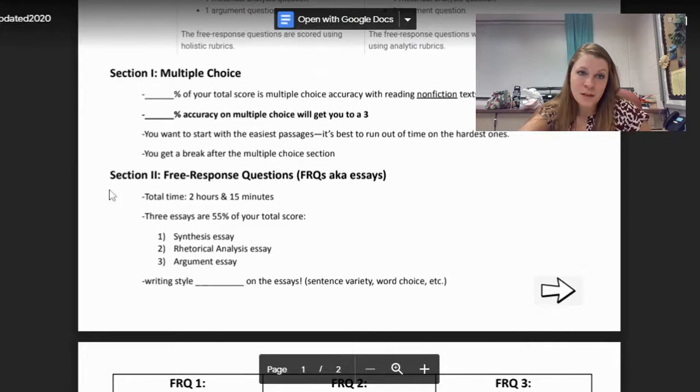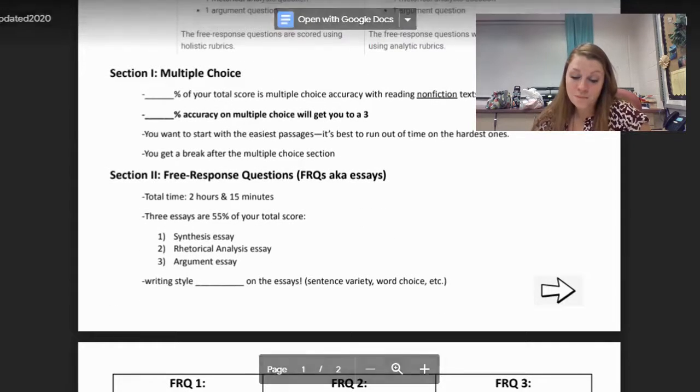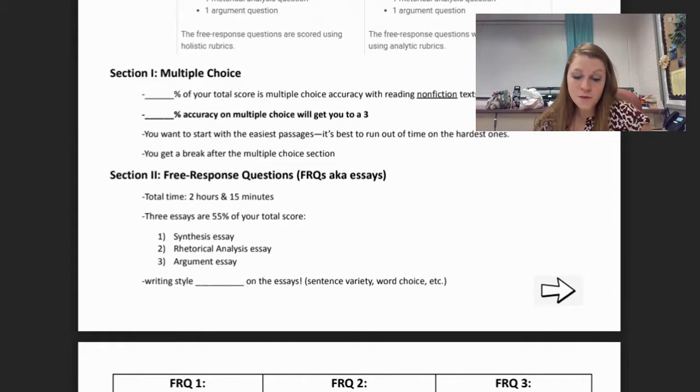Down here, you can fill this in on your own worksheet for your own notes. So the multiple choice: 45% of your total score is multiple choice accuracy with reading nonfiction text. The AP language and composition is all nonfiction. So we've been reading a lot of nonfiction, and that's for a reason, because that is what you are going to be focusing on.